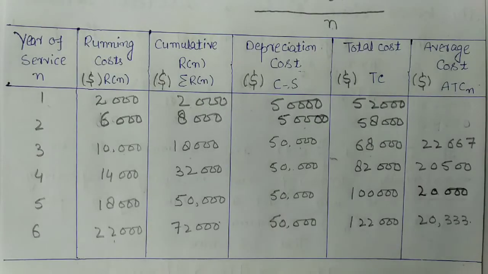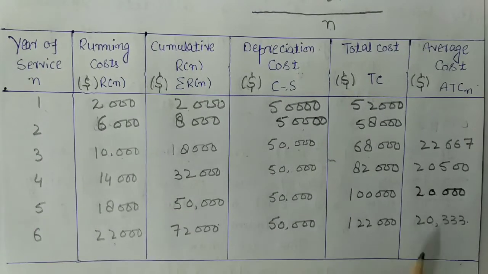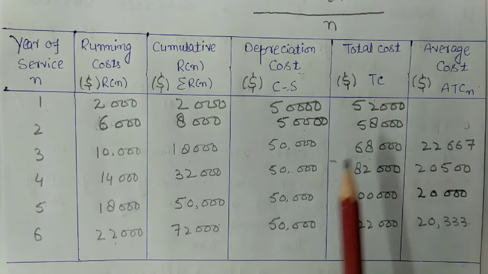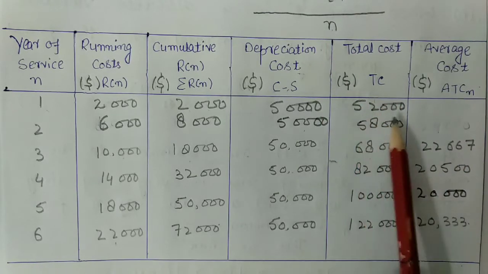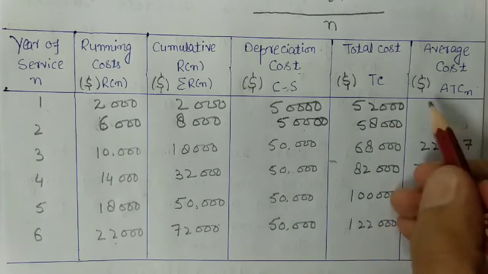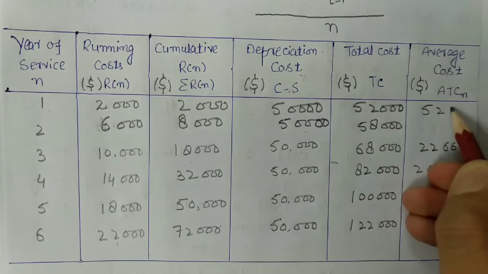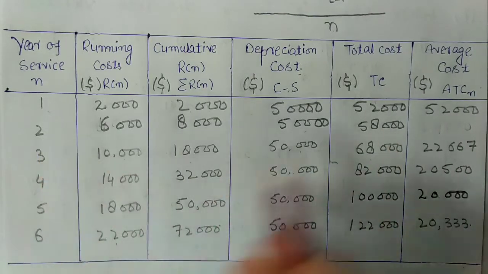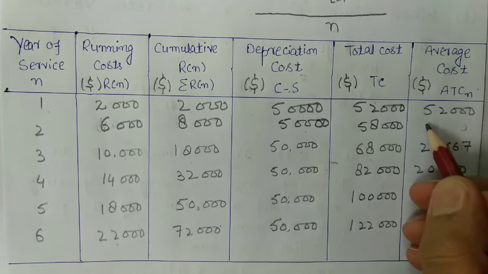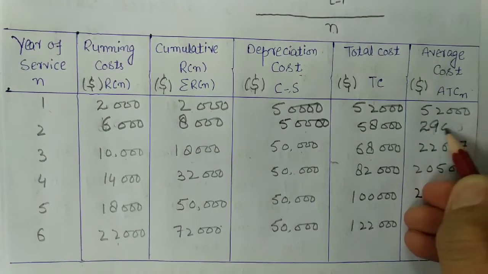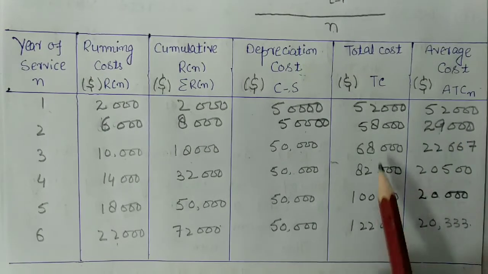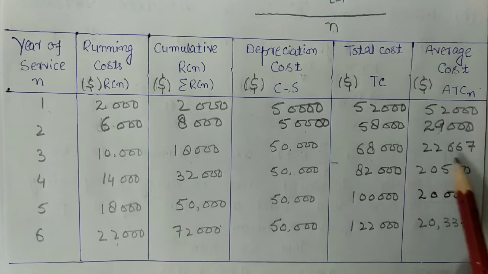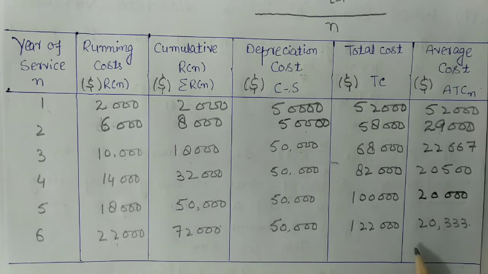Now to find the average cost: average cost is total cost divided by n. So here the total cost is 52,000 divided by 1, so it becomes 52,000. Then 58,000 divided by 2, so I will get 29,000. And then 68,000 divided by 3, I will get 22,667, and so on.